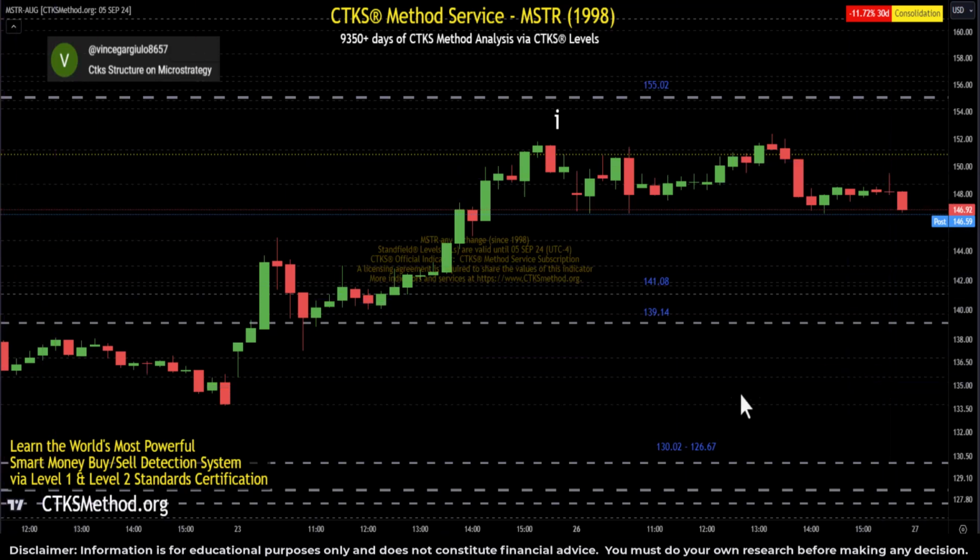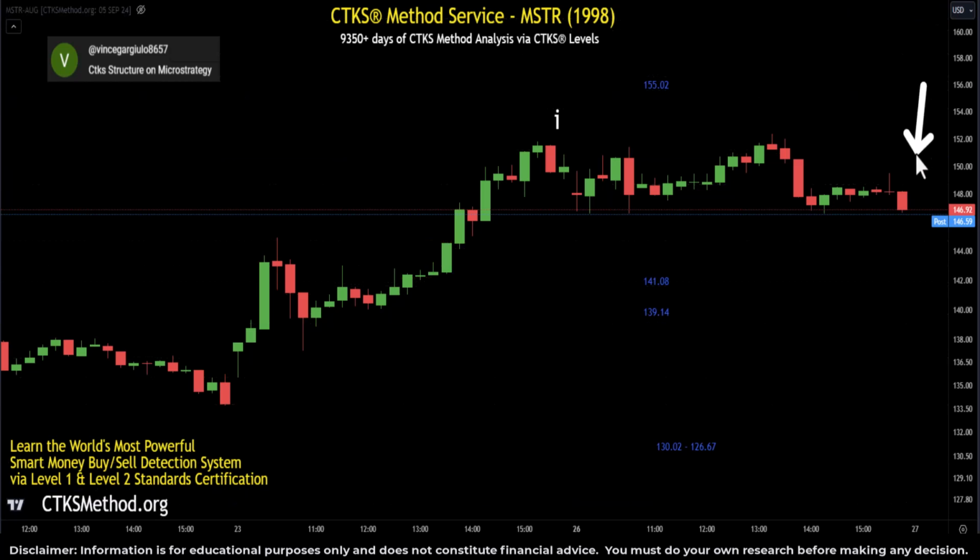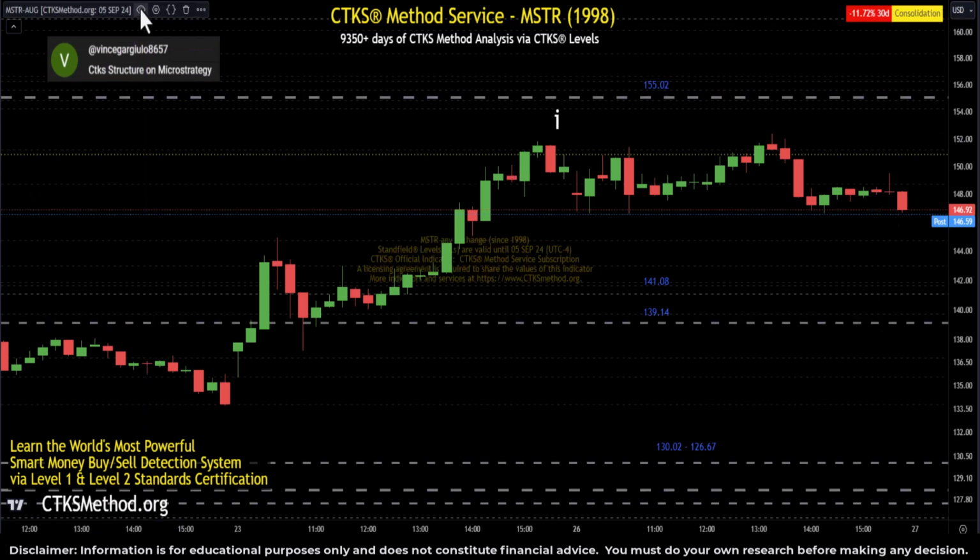And look at all this structural support down here for MicroStrategy. If we get a big jump up in the VIX and if Bitcoin starts to go down, we would anticipate getting a really strong bounce from around this 127 to 128 mark. You could look at a chart like this and not know where the structure is and how strong it is, or you could look at a chart with a markup of CTKS structure. It's a literal game changer.